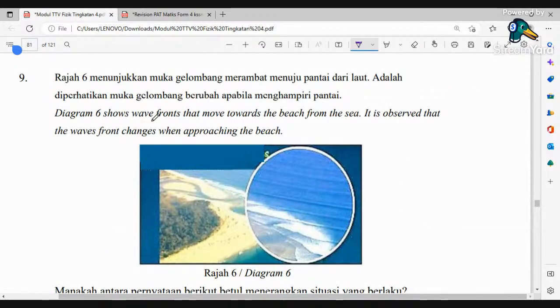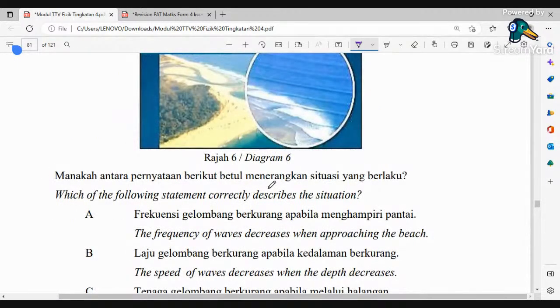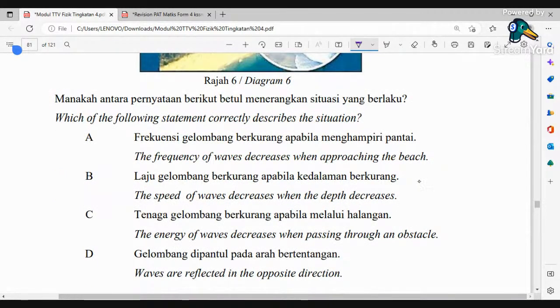Okay, number 9, diagram 6 shows wavefronts that move towards the beach from the sea. It is observed that the wavefront changes when approaching the beach. So you can see the shape of the wavefront actually follows the shape of the shore. Which of the following statements correctly describes the situation? Okay, so this is refraction. We use the formula v equals f lambda. f is constant, v is directly proportional to lambda. So the first one should be wrong.